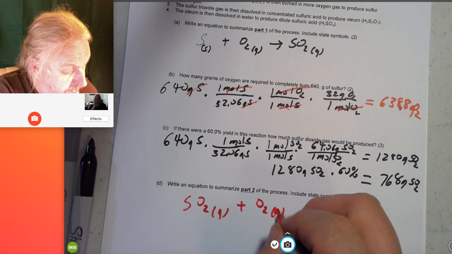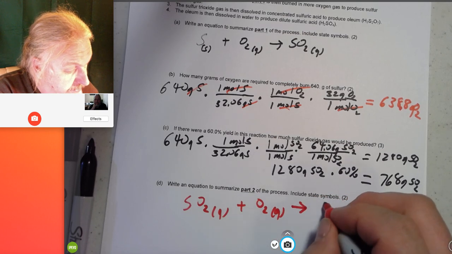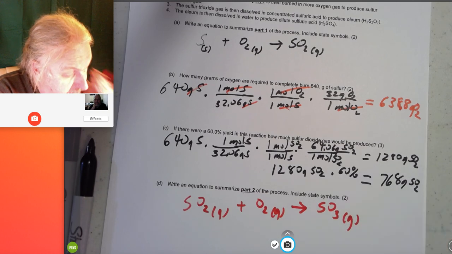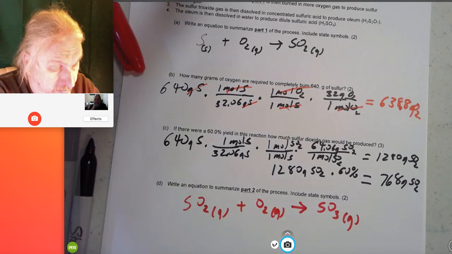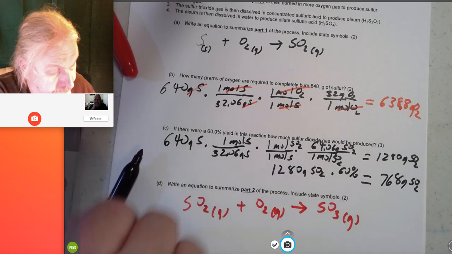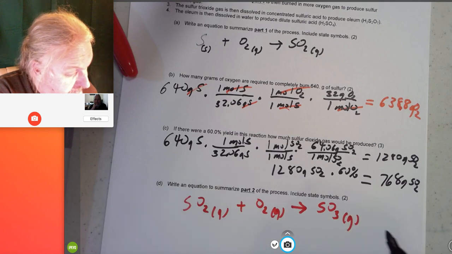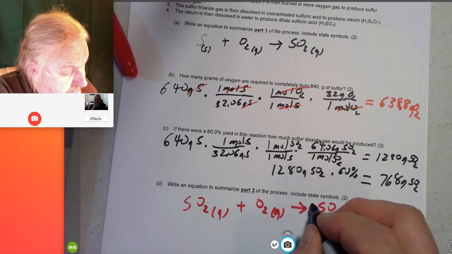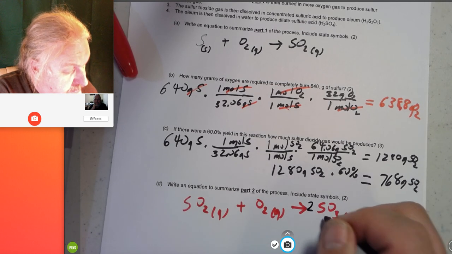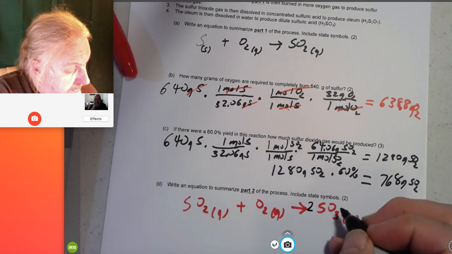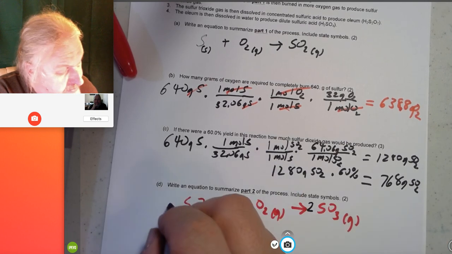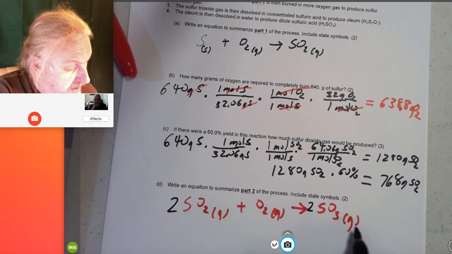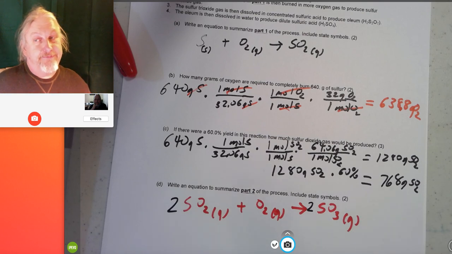gas. Now is that balanced? Well, no, we can go through here. We have one sulfur, that's cool, but we've got four oxygens on this side and three on the other. So let's make that equal. I'm going to put a 2 there. That gives me 2 sulfurs on this side, 1 sulfur on that side, and 6 oxygens on this side. So now if I put a 2 there, I've got 2 sulfurs, 2 sulfurs, and 4 plus 2 oxygens. I'm balanced. It's practice. Okay, so that was done, so we can move on.